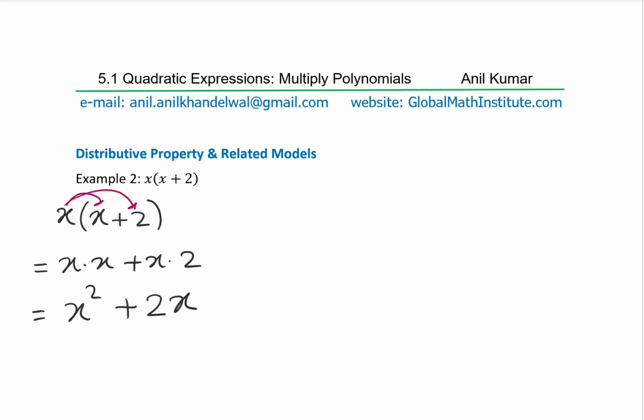Now let's apply the tiles concept and see how it works out. So let me make a tile x plus 2, meaning 2 units. And there is only one column here of x. So when you multiply them, what do you get? You get x squared and 2x's.